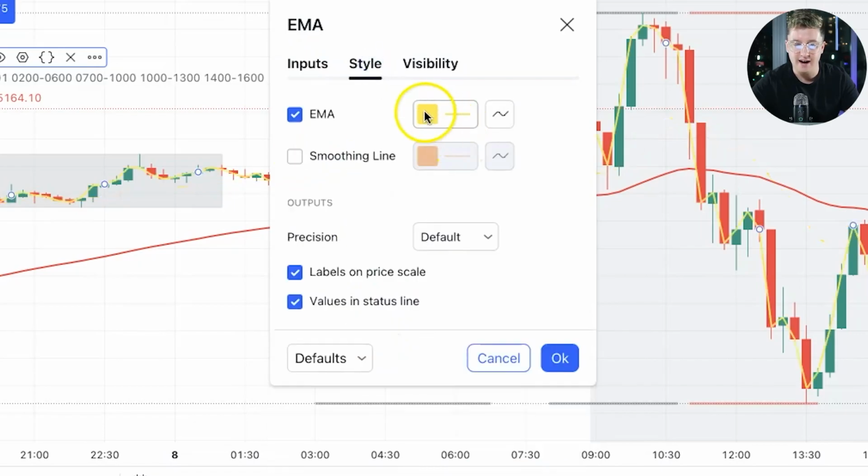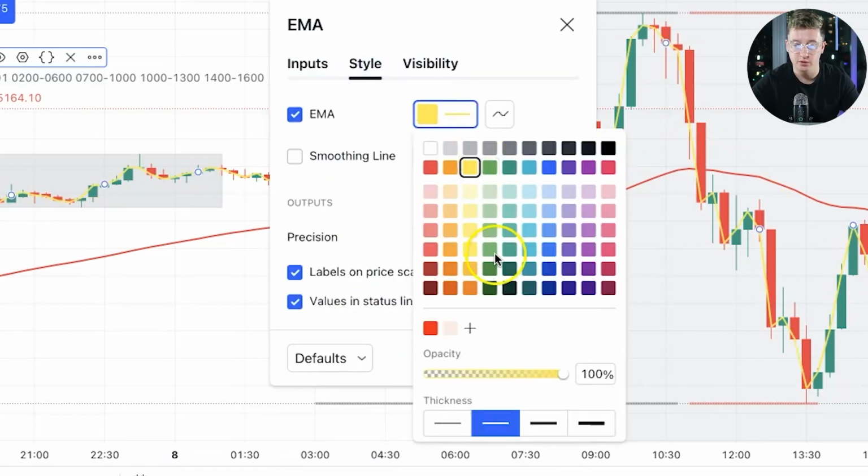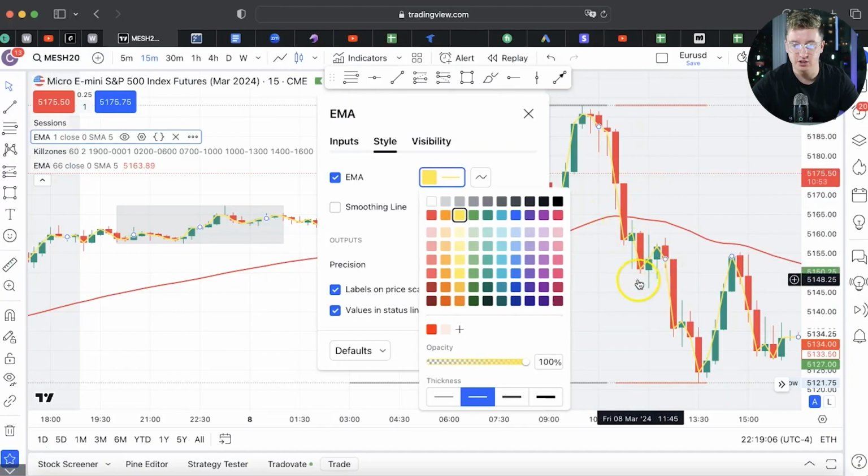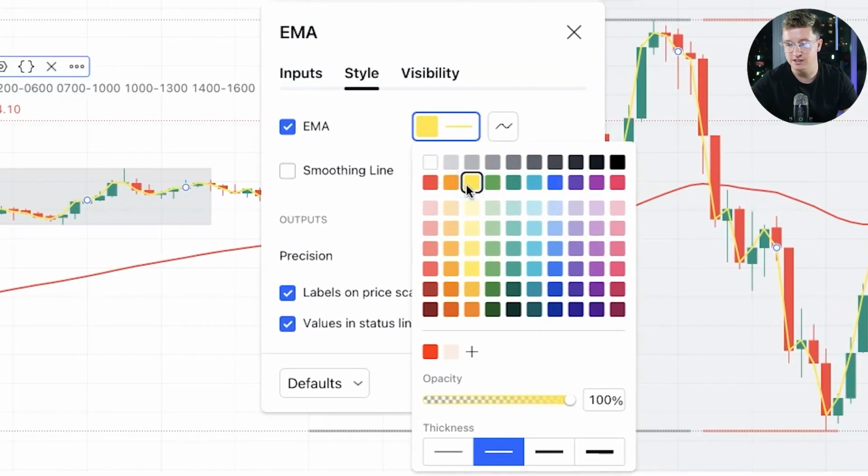The style, I have mine in yellow with the opacity all the way up. And then I have the thickness on number 2. You can see right here behind the chart, if I move the thickness up, it'll make it bigger and bigger. I like the second thickness. I think it's the perfect size. So if you guys want to change it to maybe black, blue, I like it on yellow. It tends to stand out, especially on a white background chart.